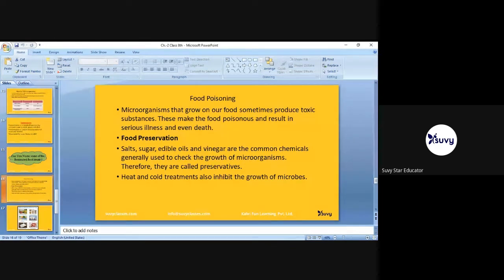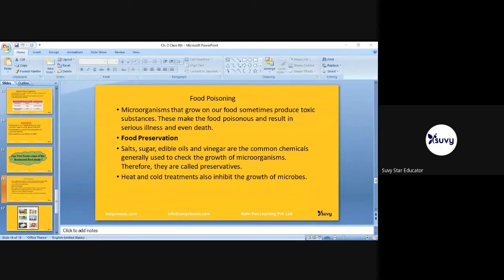Next is food preservation. Now, how can we preserve our food? Look, before starting the topic, and also while teaching this topic, I have told you a number of times that microorganisms can grow anywhere, in any environment. They are not substantially restricted. They can be present in air, they can be present in water, even in pure water as well.